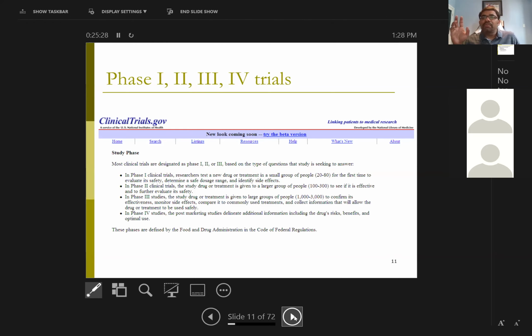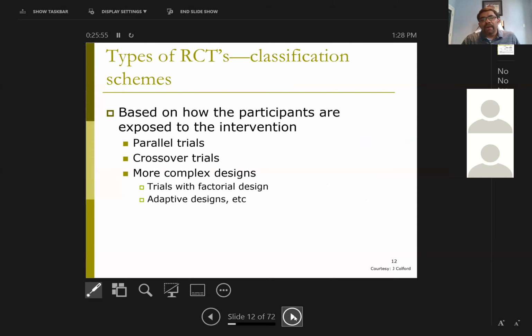Phase 4 trials are post-marketing surveillance, right? Once a vaccine is out there in the real world, rare side effects become obvious. So phase 4 trials are more about post-marketing surveillance to see whether a drug is safe. Some drugs have been pulled out of the market years after they were introduced because we came to know much later that they were quite harmful in the end. So depending on how participants are exposed, we can have parallel trials, we can have crossover trials, and there are many, many more complex trial designs, which I will not talk about.